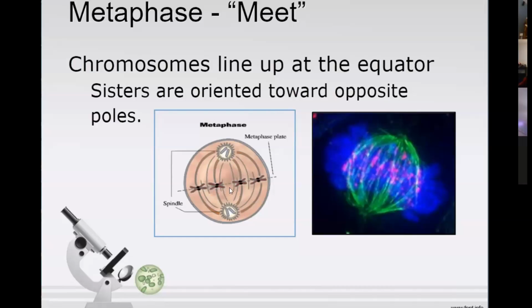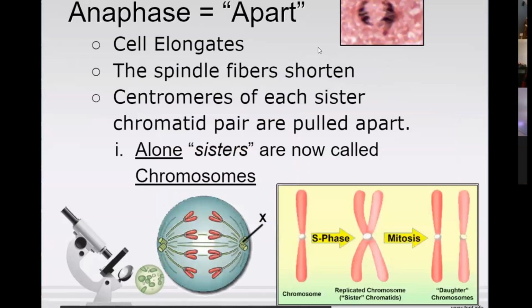Okay, so they line up at the middle. This is what it would look like under a microscope. Metaphase is the easiest phase to identify. Anaphase, the chromosomes will pull apart. So sister chromatids separate, and they move to opposite poles, the ends of the nucleus. I'm sorry, the ends of the cell.